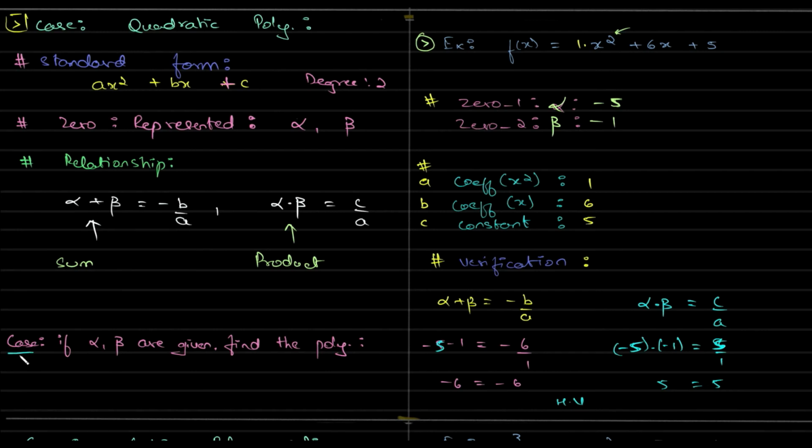The last case wherein they will give you alpha and beta, you have to find the polynomial. To do this, we have to make use of the formula f of x is equal to k times of x square minus alpha plus beta into x plus alpha beta. Again, all of this we'll see in detail. So we are still in introduction part, remember. So you will have a lot of numericals and you'll get stronger with all of these concepts. Here I forgot to mention k is any real number. So don't worry, we'll learn all of this in detail again.